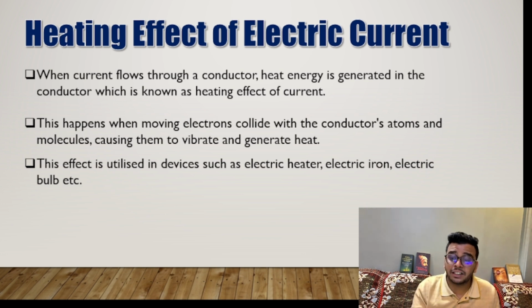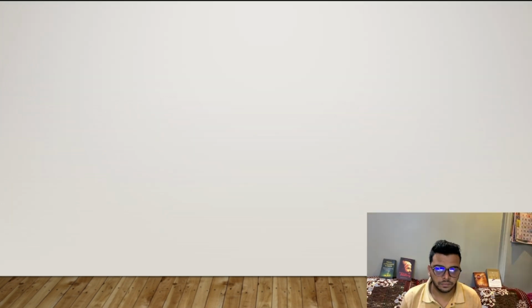Now, why is the heat generated? Because as we saw, the free electrons are colliding with the atoms and molecules. So whenever there is this collision, it generates heat. And this heat is then utilized by devices like heater, iron, and bulb. Now, the more the resistance, the more will be the heat. And this concept we use in the heating effect of electric current.